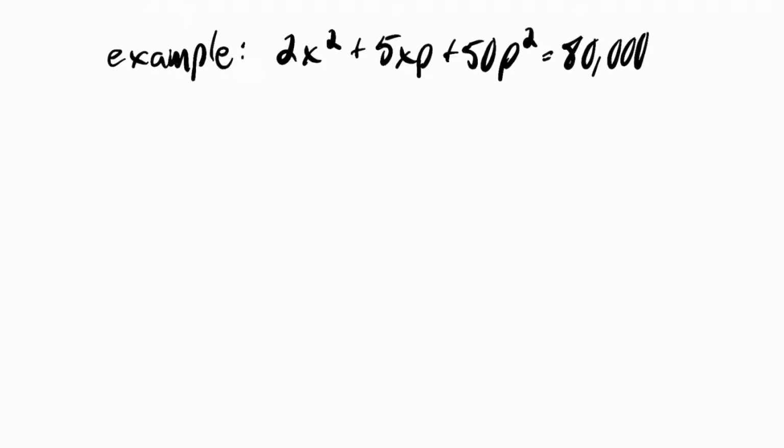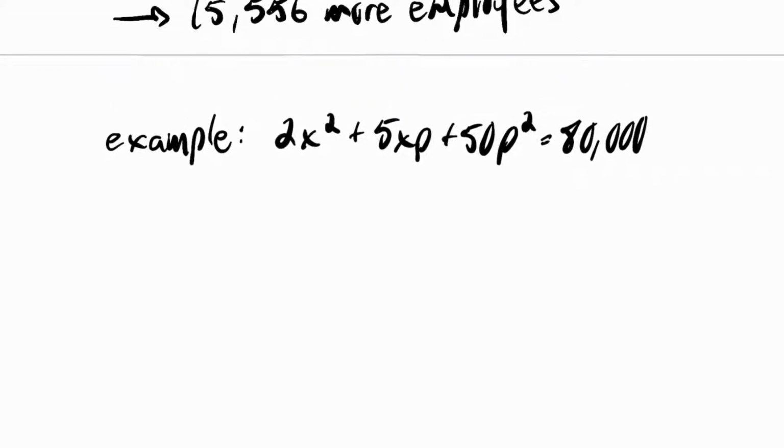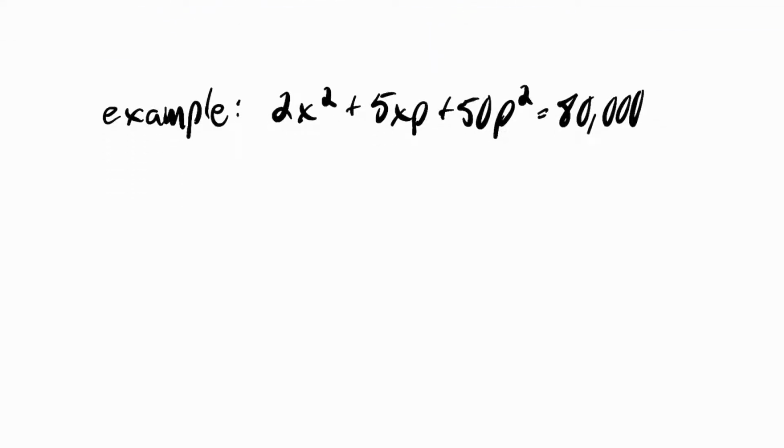In this video, we'll do another example of a related rates problem. So let's say that the equation 2x squared plus 5xp plus 50p squared equals 80,000 relates the demand for a certain widget, whatever that might be, in correlation with the price for that widget. So let's say that p is the price in US dollars. And let's say that x is the quantity demanded.